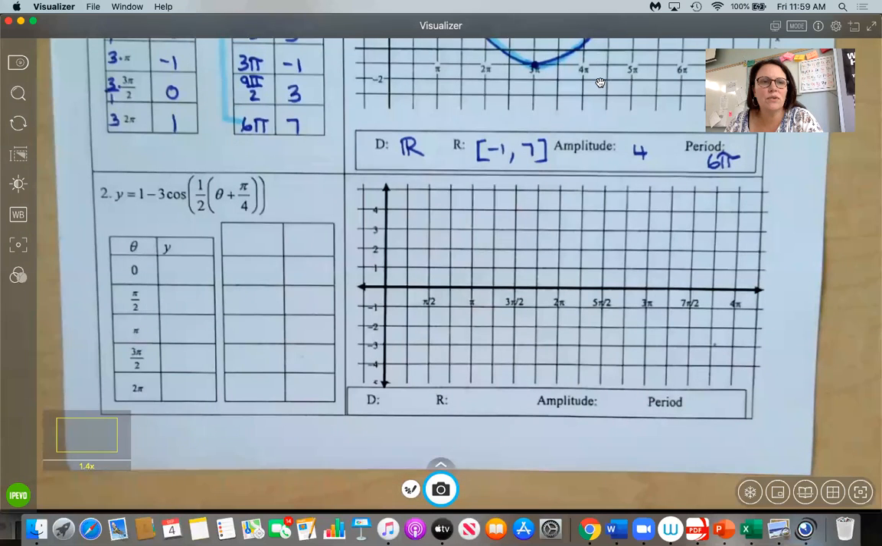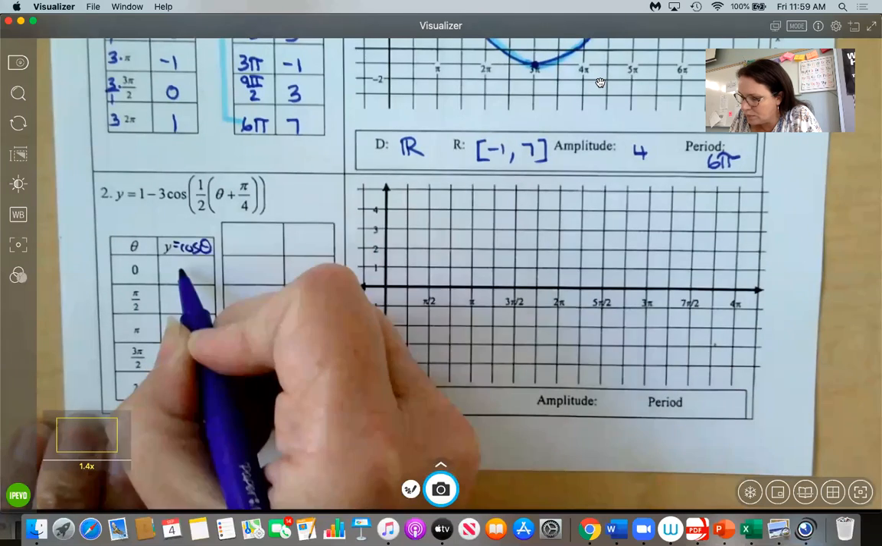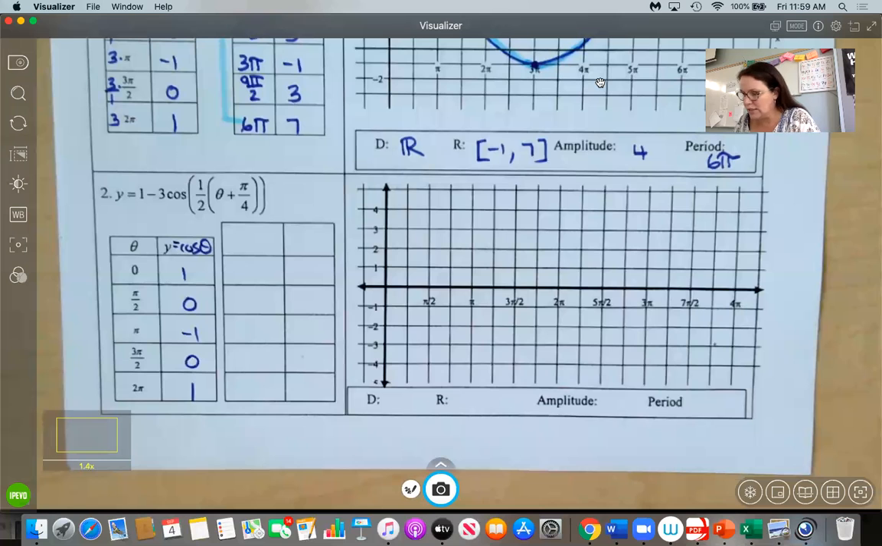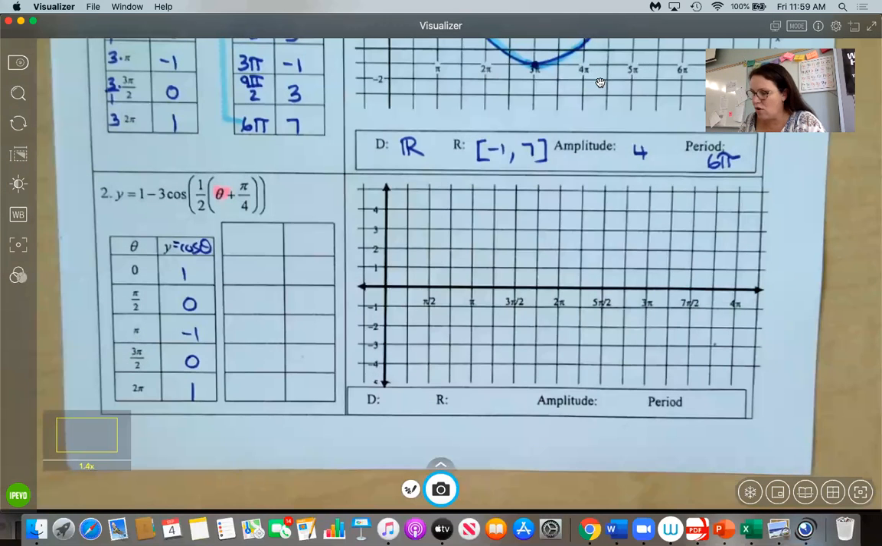This video is going to go over the second question on the notes, and we're going to start like we've started all the other problems by writing our parent table. Then we're going to take a look at our input, and you'll notice our input has a lot going on here. We're adding pi over 4, and we're multiplying by 1/2.